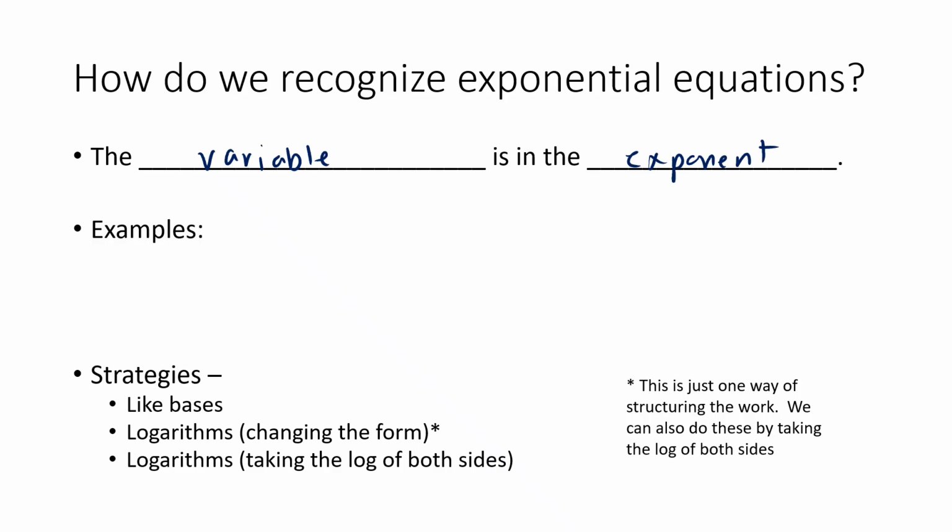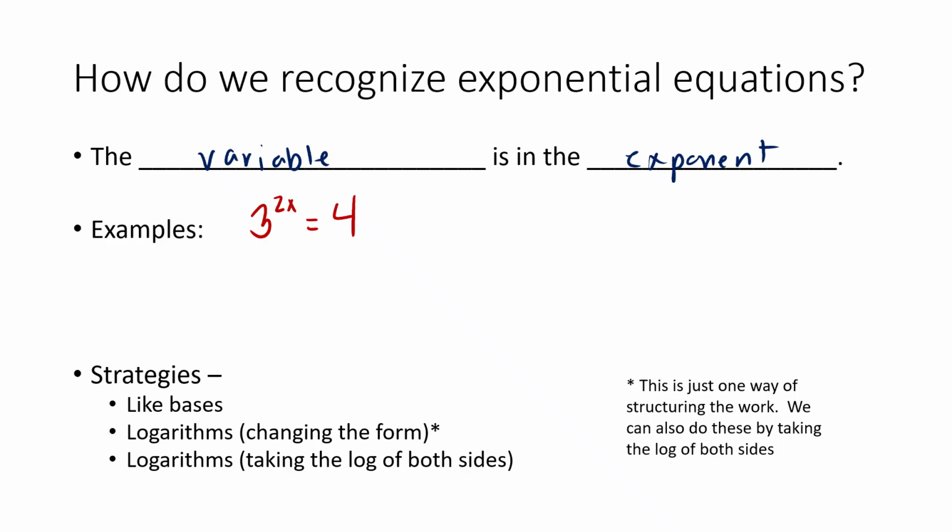Okay, so to contrast that with other types of equations where the variable might be the base, or maybe the variable's under a radical, or some other family of equations. So here are some examples of equations that would qualify as exponential equations. So we might have something like this: 3 to the 2x equals 4. That equation has the x up in the exponent, and so that qualifies as an exponential equation.